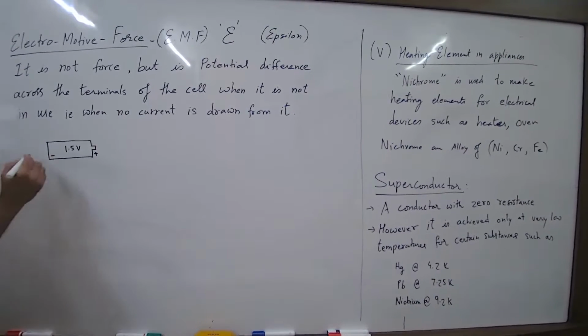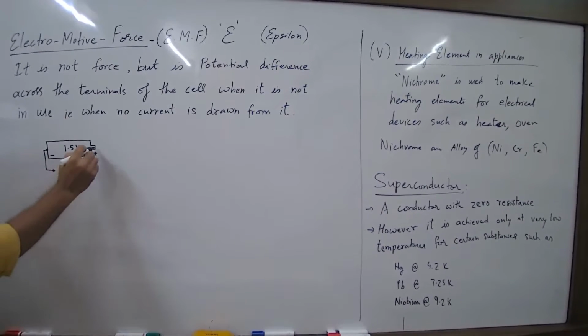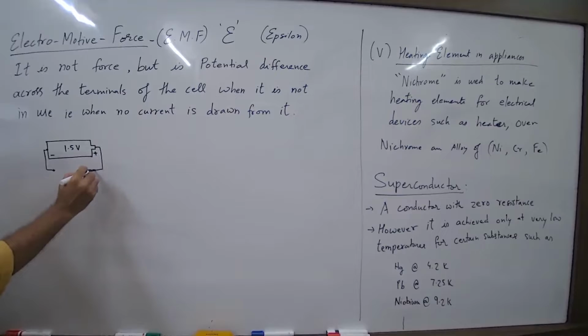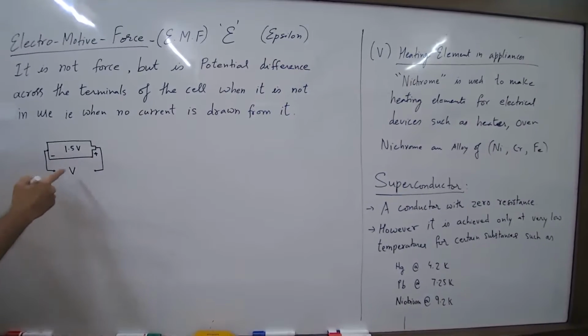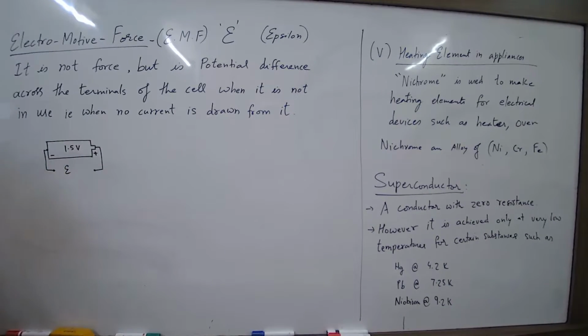So the potential difference between these two, when there is no current drawn, this is EMF. EMF means we are not drawing current right now, so open circuit. Yes, open circuit voltage is EMF. Got it?